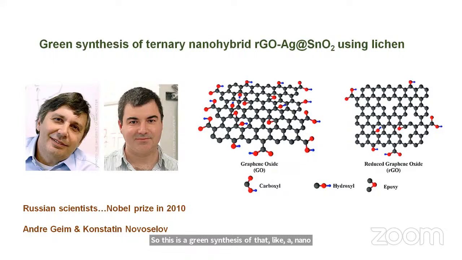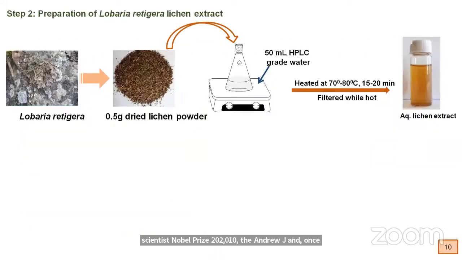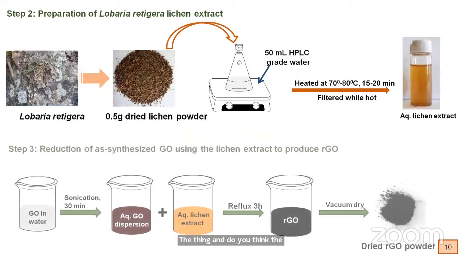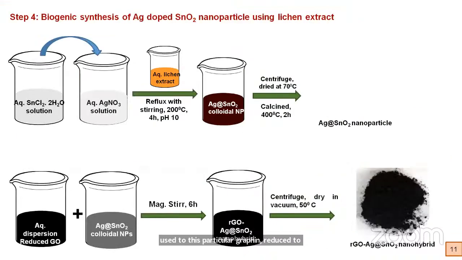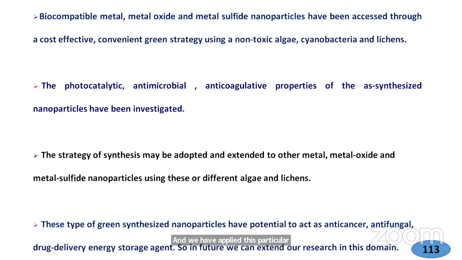And as we all know, for graphene the Russian scientists Andre Geim and Konstantin Novoselov got the Nobel Prize in 2010. And using the lichen powder, we have used this particular reduced graphene composite, and we have applied this particular work for this extraction. And we have seen the photocatalytic, antimicrobial, anticoagulative properties of these nanoparticles. And we have got it for different algae and different lichens.